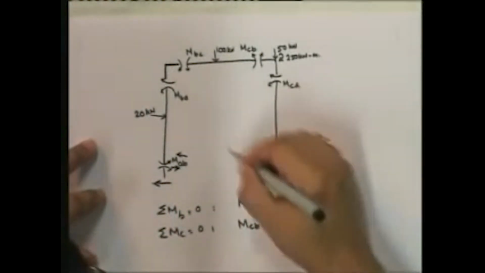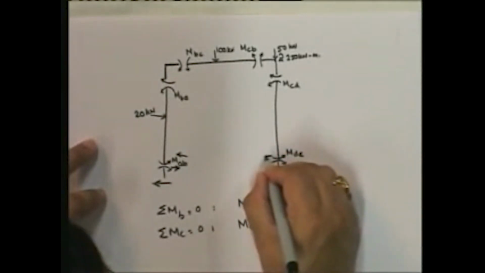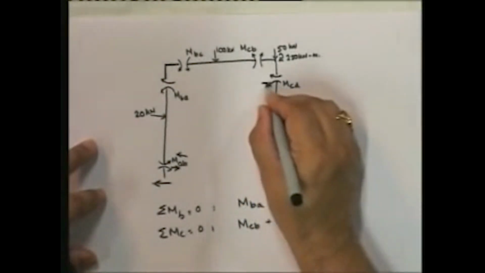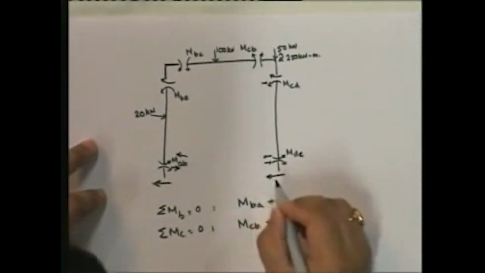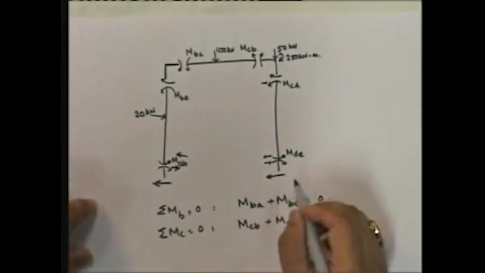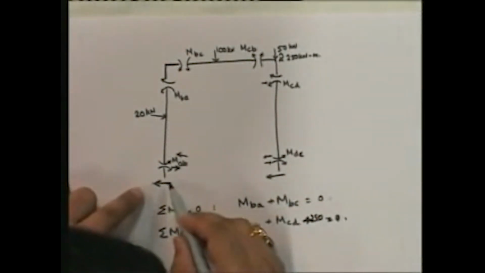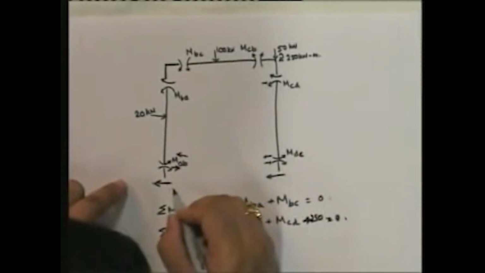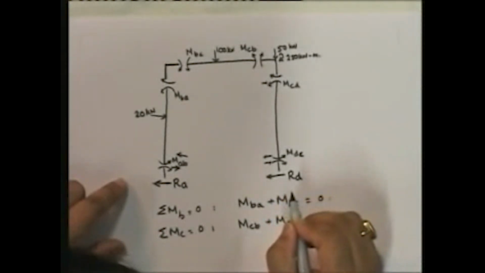And similarly, you'll get it over here. This goes this way, so this has to go this way. This will go this way, so this has to go this way. So the other equation that we get is going to be that this force plus this force. What is this force? This is the reaction at A, and this is the reaction at D.